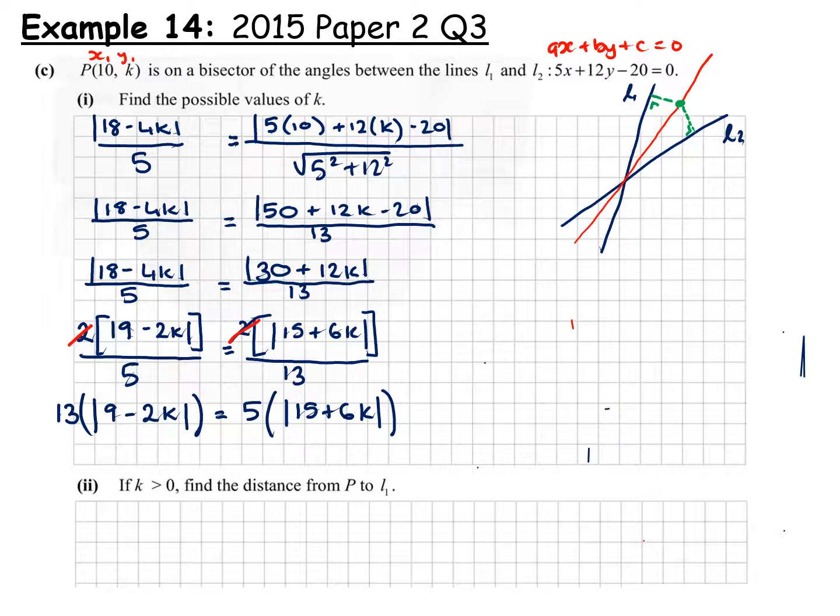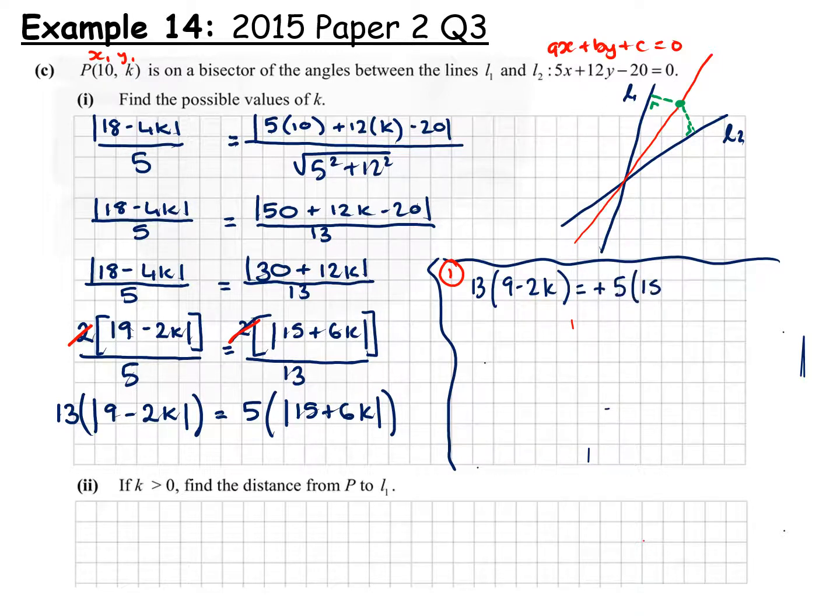It is completely doable. However, to speed this up, we're going to use the idea that what's in those absolute value signs could be positive or could be negative. So what we'll do is we'll take, it doesn't matter which, and we'll say that maybe that's positive, maybe that's negative. So I'm going to take it as the second bracket. So the first option, so this is option 1, is the 13 times 9 minus 2k is equal to plus 5 times 15 plus 6k.